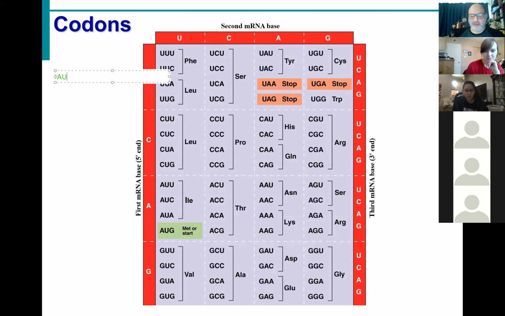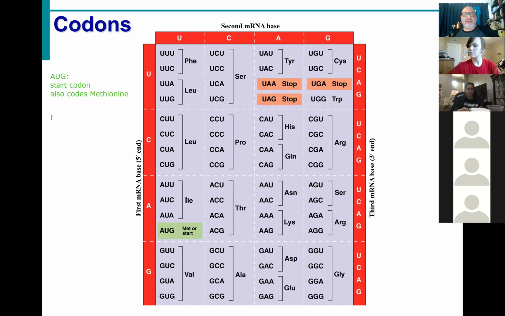AUG. You are absolutely correct. Green usually means go, and that is indeed the start codon. Not only is it the start codon, but it also codes for a specific amino acid, and that specific amino acid is methionine. So that's one you have to memorize, and you have to memorize what it does.